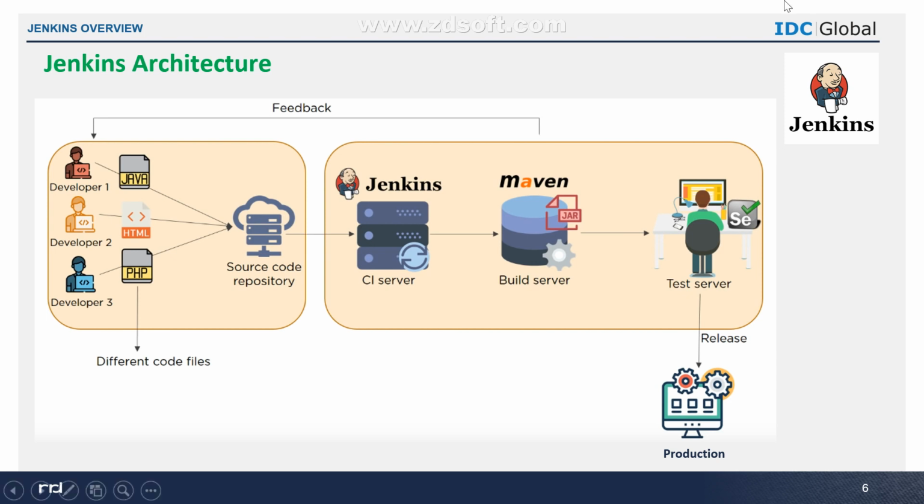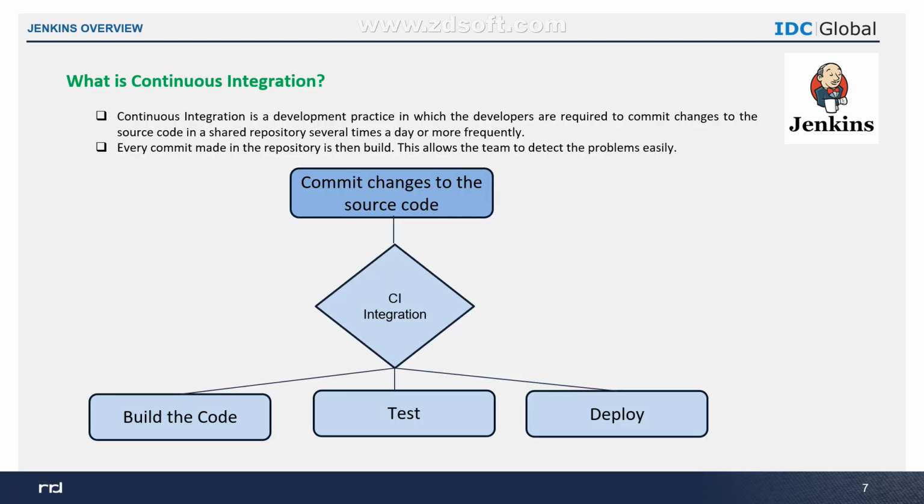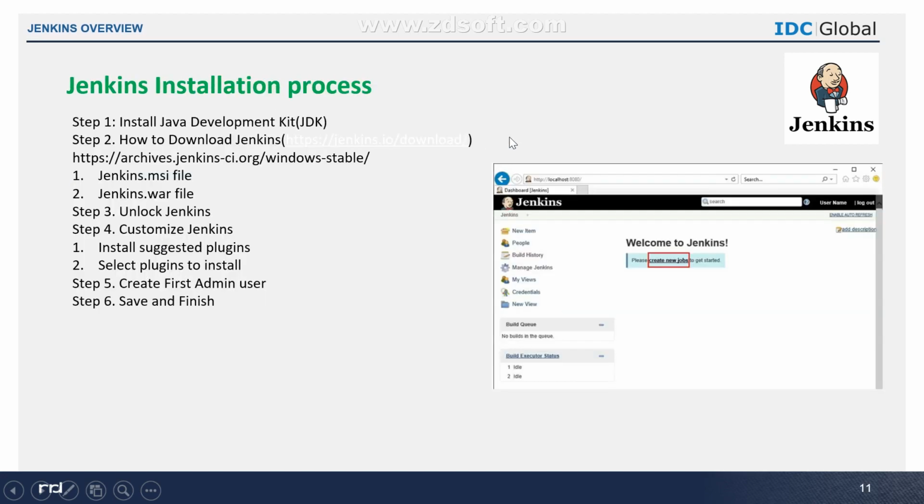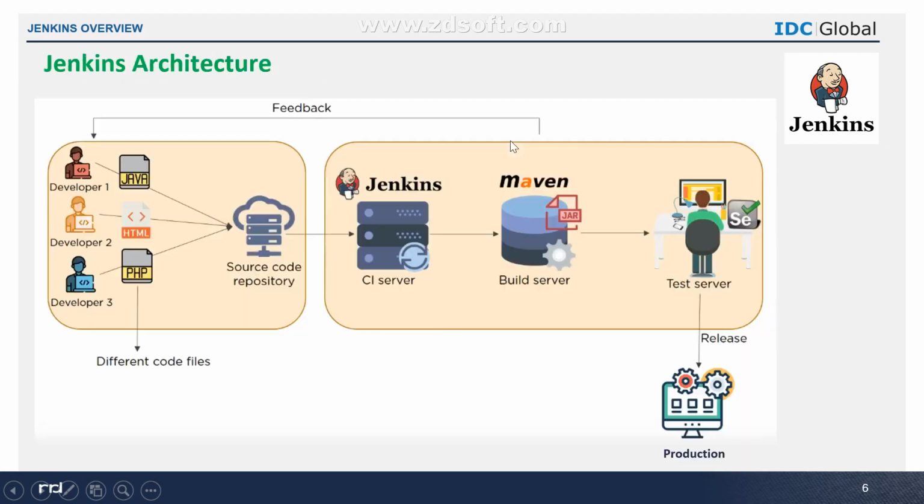So same story, already these steps and all, how it will execute. Now if you see here, continuous integration is a development practice. They keep on pushing new changes to the repository, which means the developer commits changes to the source code or shared repository several times in a single day. So they are going to deploy multiple times, right?